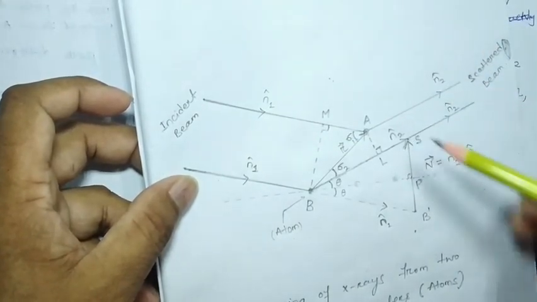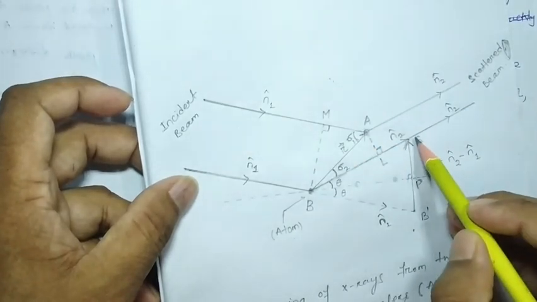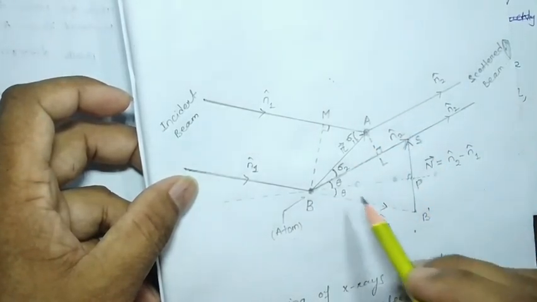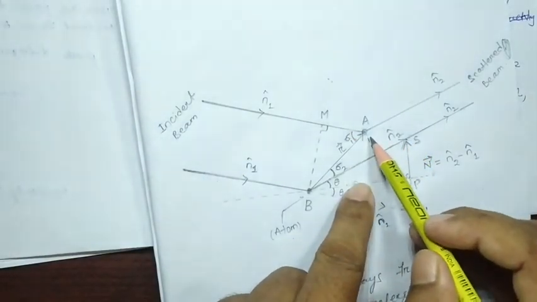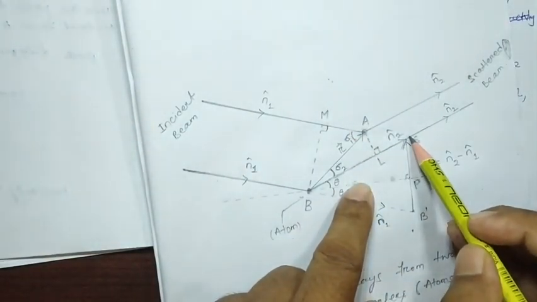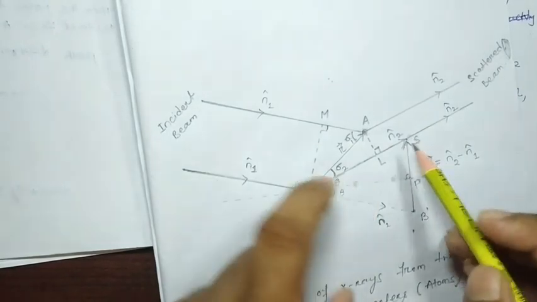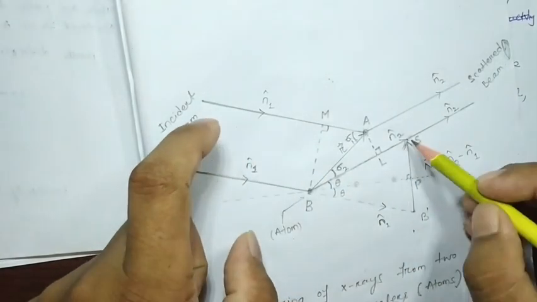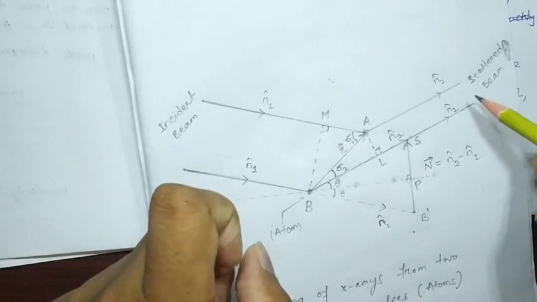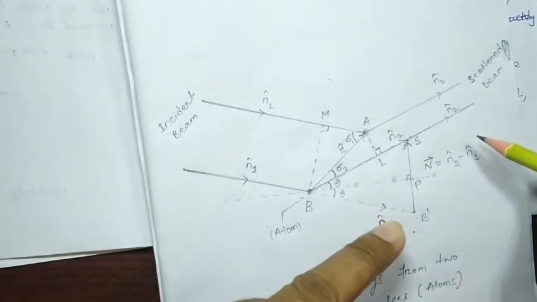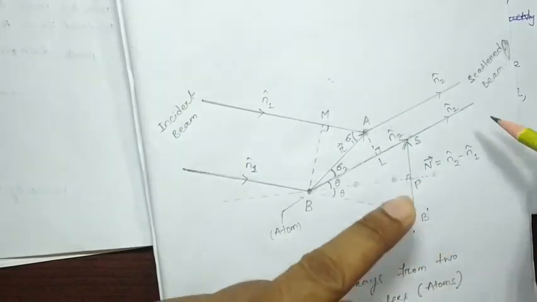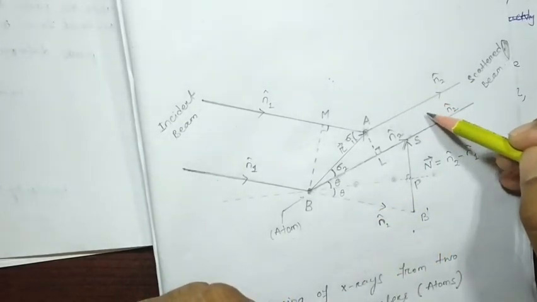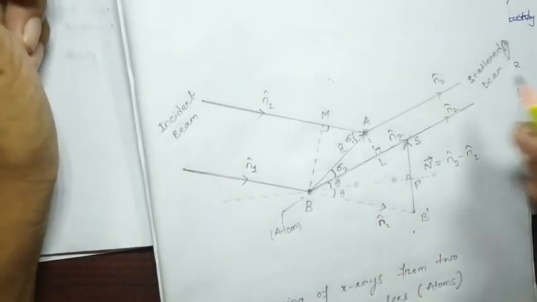Also, if we consider another atom here and this atom here, this is also the same. If I consider the diffraction from this atom, suppose this atom is here and another atom is here, the diffraction will be in that manner, that the phase difference will be the same as between these two rays.